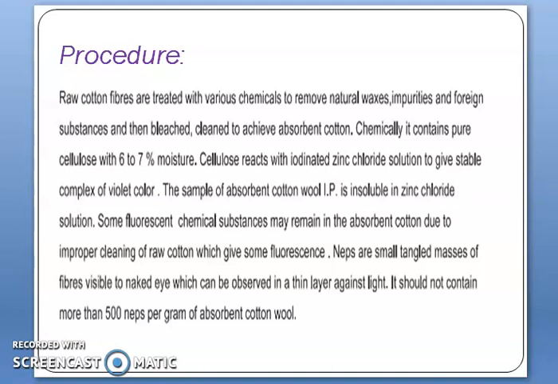The procedure is as follows. Raw cotton fibers are treated with various chemicals to remove natural waxes, impurities and foreign substances, and then bleached and cleaned to achieve absorbent cotton. Chemically it contains pure cellulose with 6 to 7% moisture. Cellulose reacts with the iodinated zinc chloride solution to give a stable complex of violet color. The sample of absorbent cotton wool IP is insoluble in zinc chloride solution.